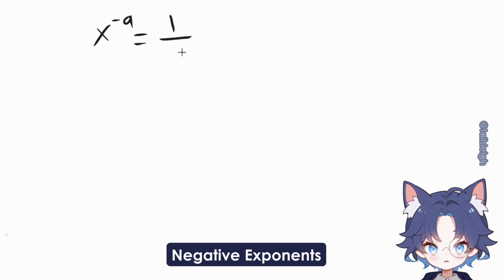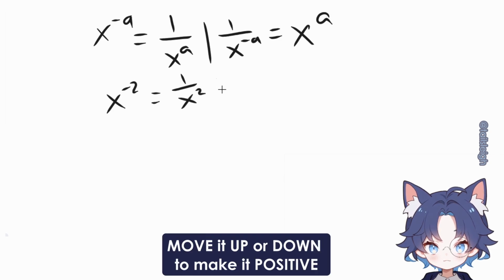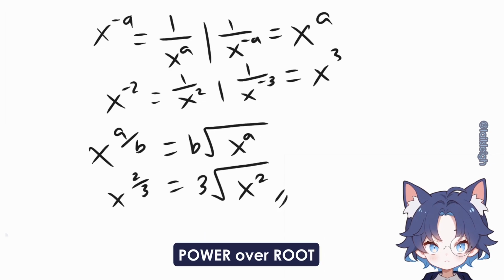Negative exponent. A negative exponent means it's just on the wrong floor. Move it up or down to make it positive. It never makes the base negative. Fractional exponent, power over roots.